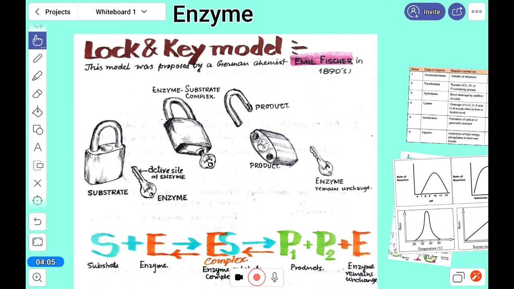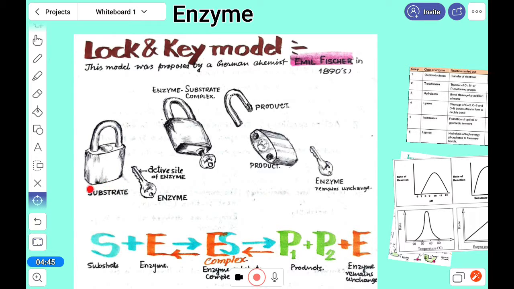Next part is the nature of enzyme action, that is, how the enzyme acts on the substrate. Here is the lock and key model. This model was proposed by the German chemist Emil Fischer in 1890. There is a huge similarity, so from that we can very easily understand the nature of enzyme action.